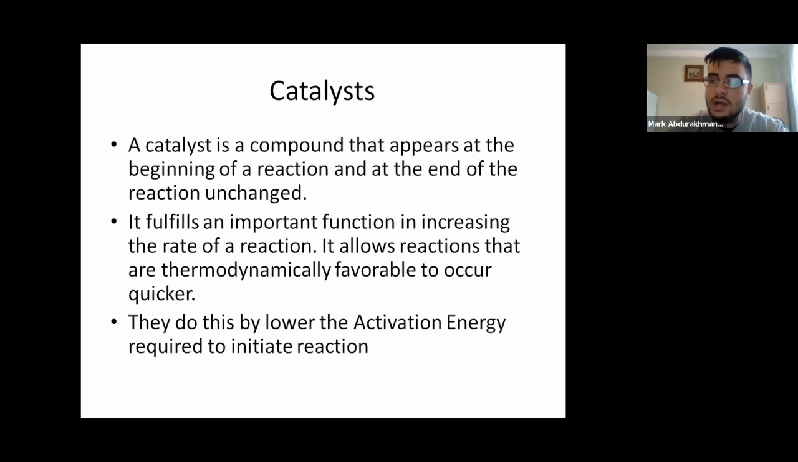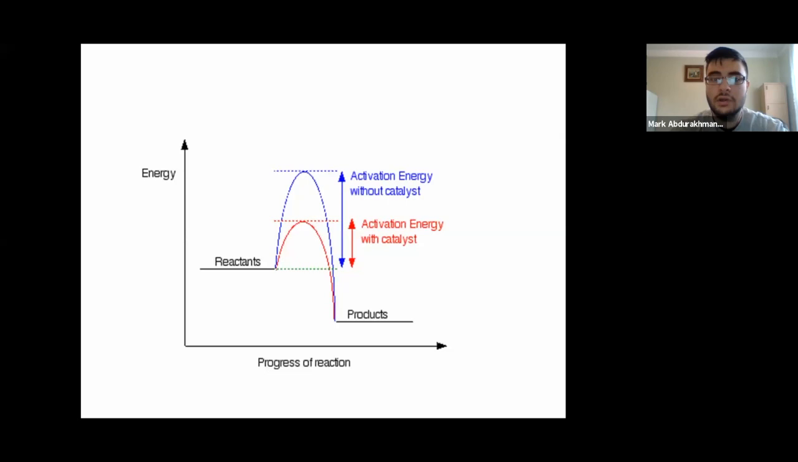An uncatalyzed reaction could take years to happen. With a catalyst, it could take minutes. It can be that extreme, right? It allows reactions that are thermodynamically favorable to occur quicker. Like I mentioned, certain reactions are favorable and they will happen, but they'll take years. With a catalyst, it can speed it up to take minutes. The way they do this is they lower the activation energy required to initiate reaction, okay? Okay, so this graph is a perfect example of that.